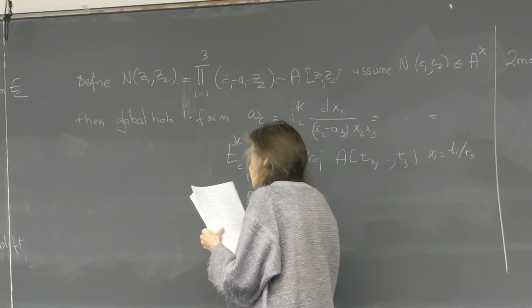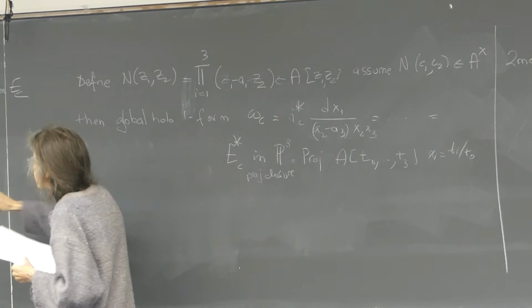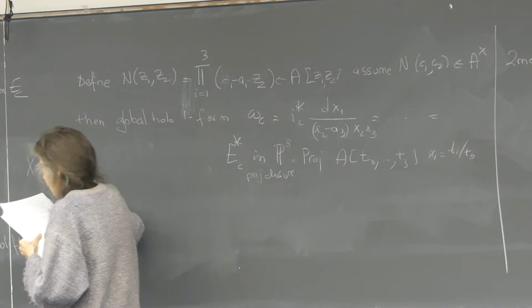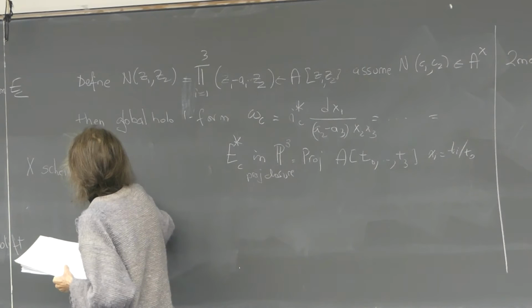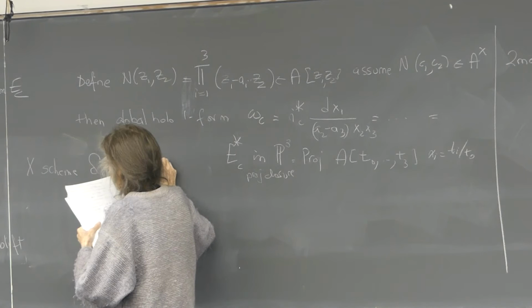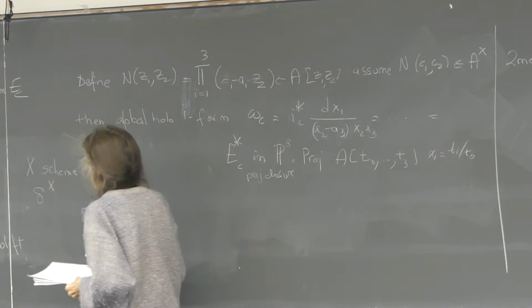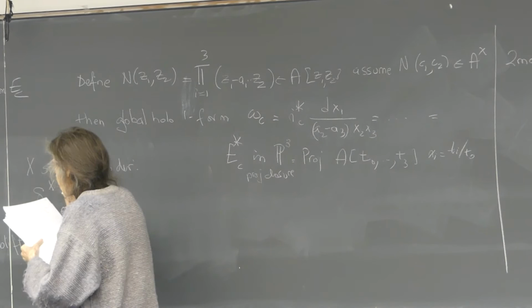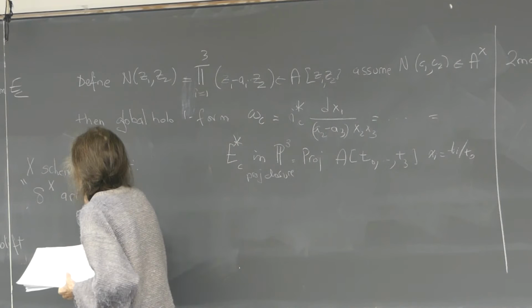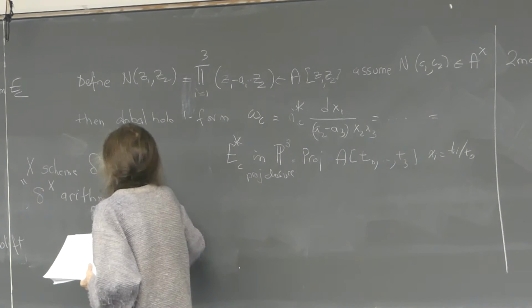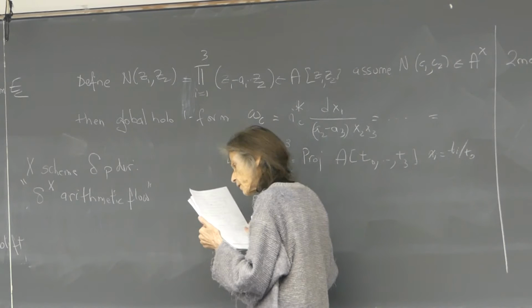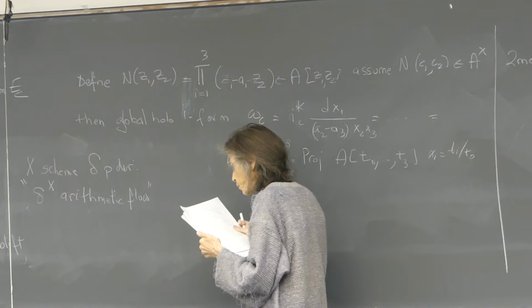Well, so if we have a scheme, as in Spec B, and if we have a p-derivation, as in delta upper B, then we say that delta, acting on the ring of functions of x, is an arithmetic flow. So this is really what we regard as an arithmetic flow. So you have to have a p-derivation in that sense on the ring. Okay, so the name of the game is this Frobenius property.